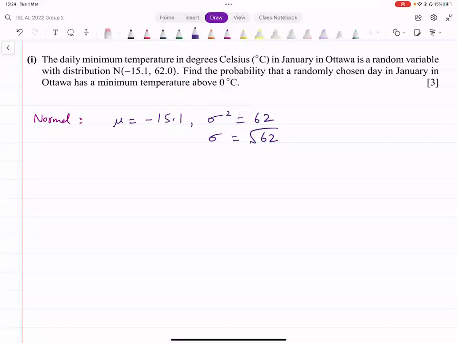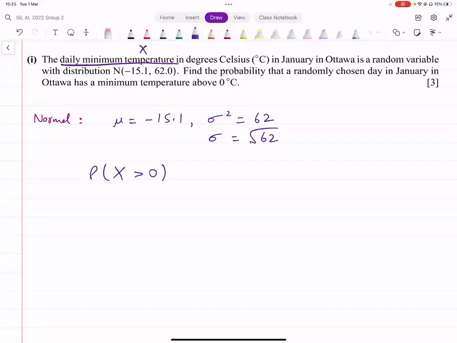Okay. So this is the normal distribution that we have, mu and standard deviation. We know that. We want to find the probability that a randomly chosen day in January has a minimum temperature that's above 0 degrees Celsius. अब यहाँ पे variable क्या है? Temperature की बात हो रही है. Daily minimum temperature, that's our variable. ठीक है? We want the probability of the temperature being above 0 degrees Celsius ये find करना है.